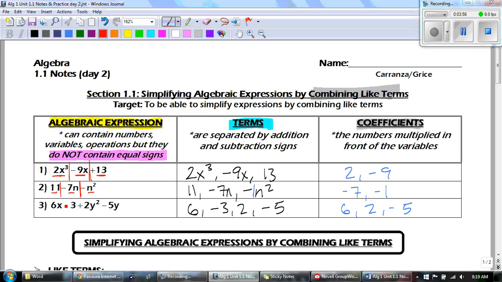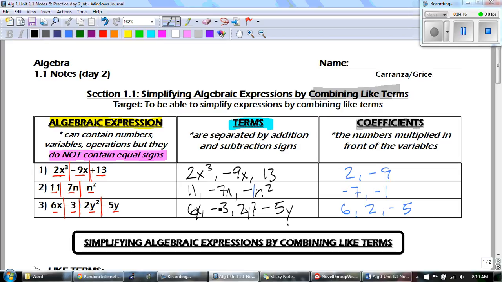Okay, there we go. There were 4 terms when we break it down: 1, 2, 3, 4. So 6, sorry, that should have been a 6x. 2y squared and -5y. Sorry about that.